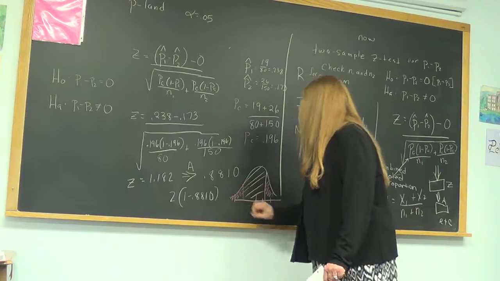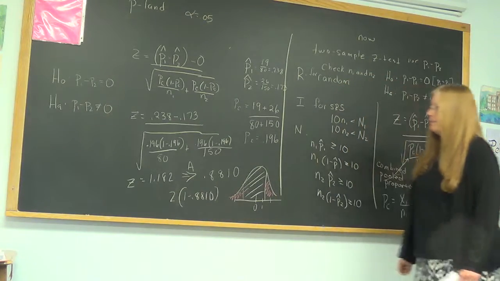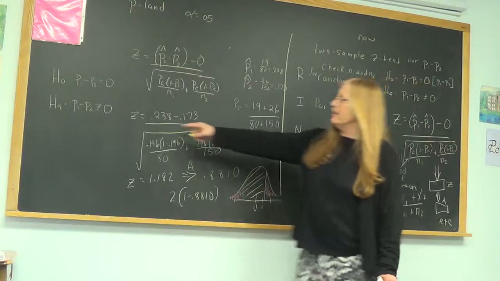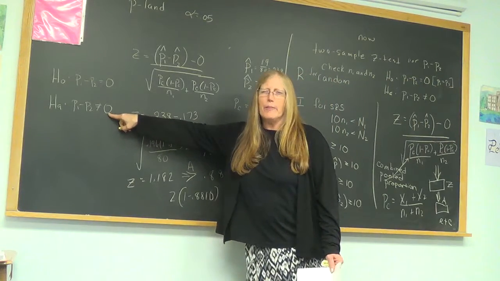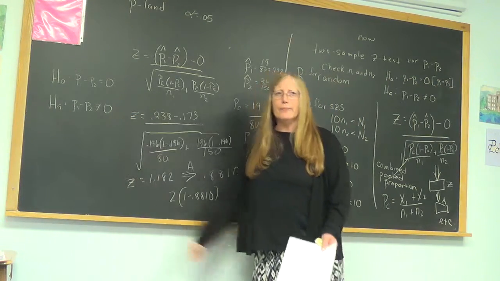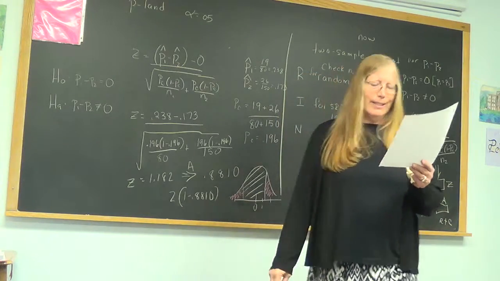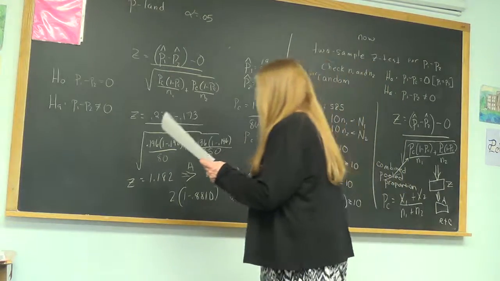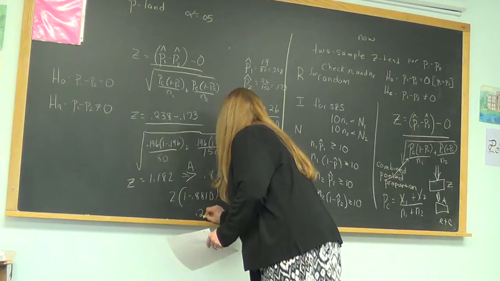So we want two tails. Why are we multiplying? Because it's equal on both sides. And these tests with two proportions almost always are two-tailed. Almost. All right, so we're going to compare. What do we get when we do that? I got 0.238.